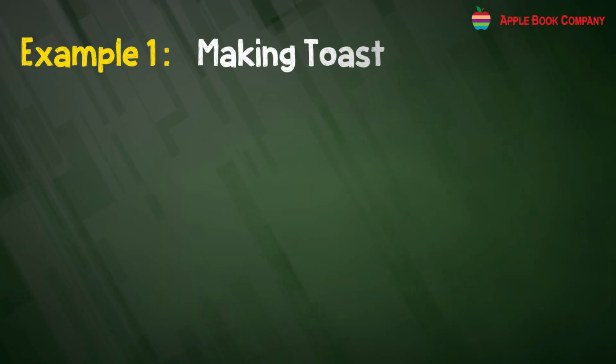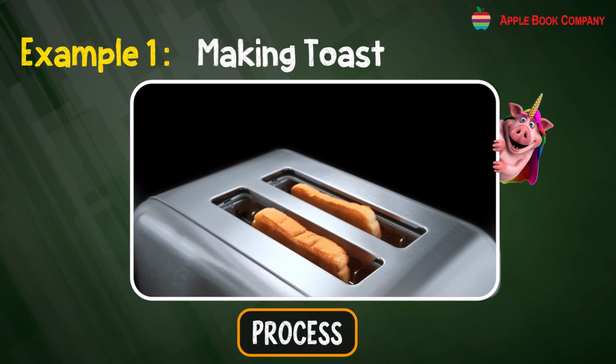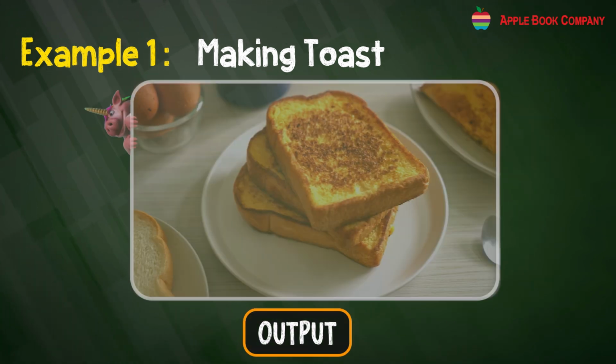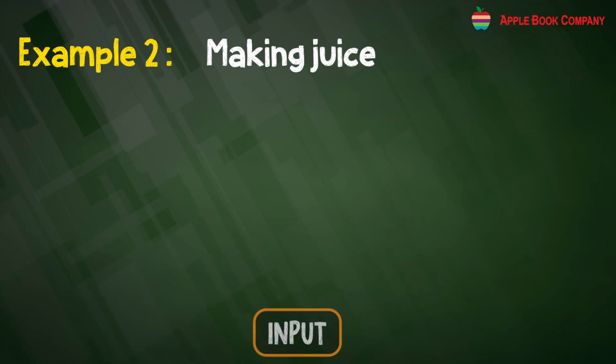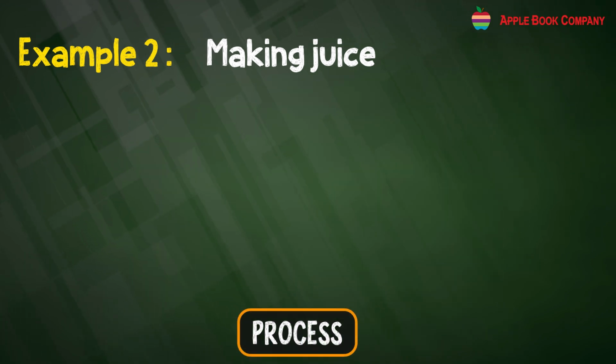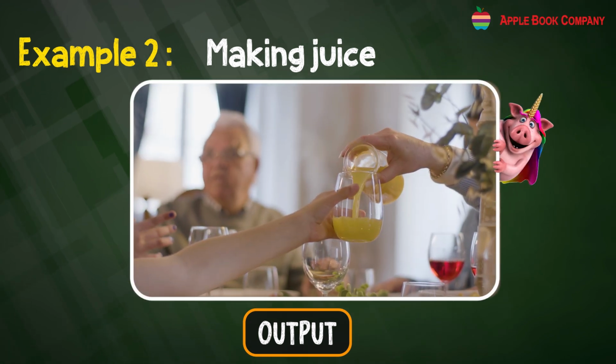Example 1. Making toast. Input: bread slices. Process: toaster heating and toasting the bread. Output: toasted bread. Example 2. Making juice. Input: fresh fruits. Process: juicer squeezing the fruits. Output: a glass of fruit juice.